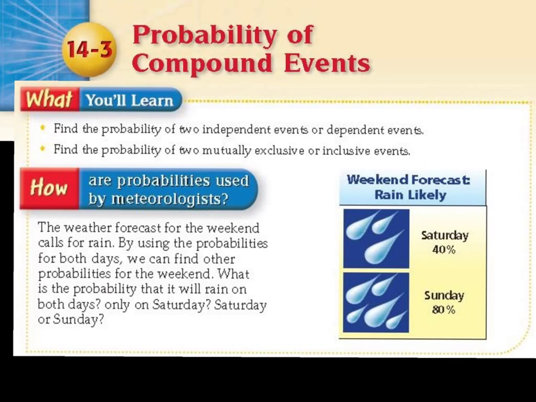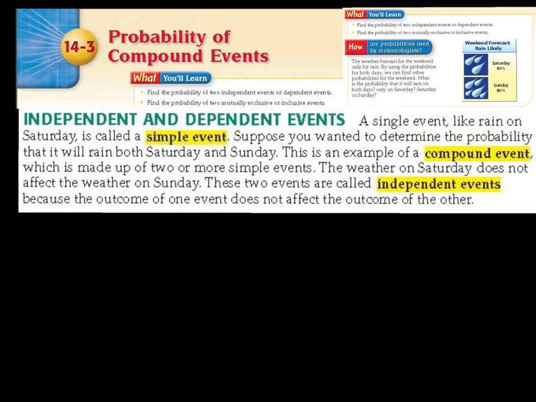Only on Saturday or on Sunday. A single event, like rain on Saturday, is called a simple event. Suppose you wanted to determine the probability that it will rain on both Saturday and Sunday. This is an example of a compound event, which is made up of two or more simple events.